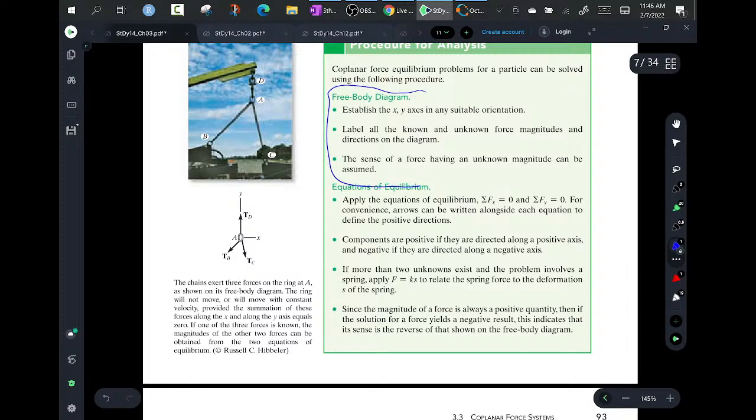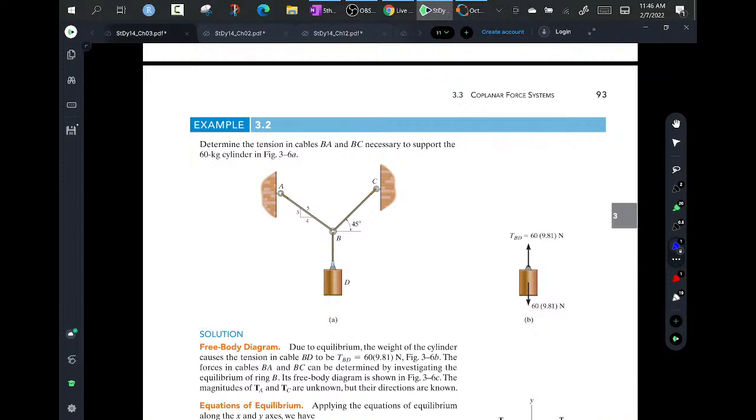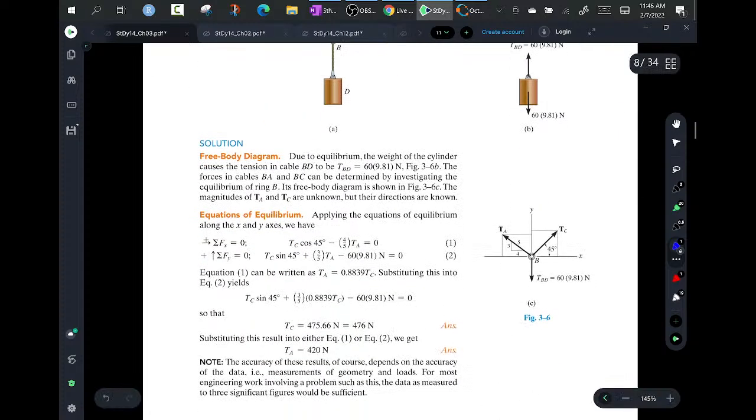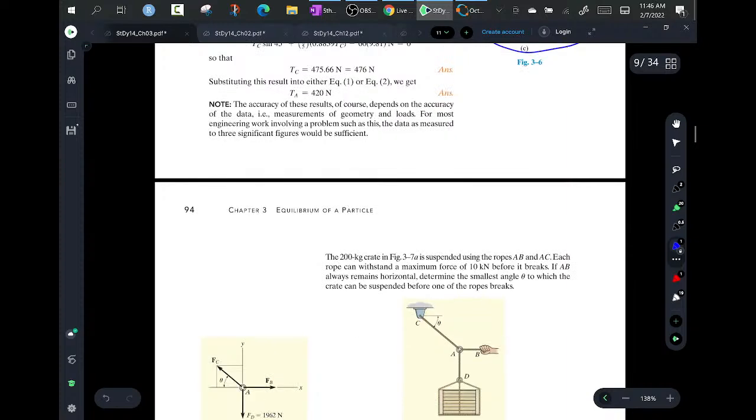He talks a second about it, but what that is essentially is erasing the body and replacing it with the forces. So if you have something like this, you would erase the structure and replace it with the tension. That's all he's basically saying. Tension BC, tension BA, I think. And so that's what the free body is. And that's what he does right here. He basically puts those together, sums the forces in the X and Y, and comes up with a solution.